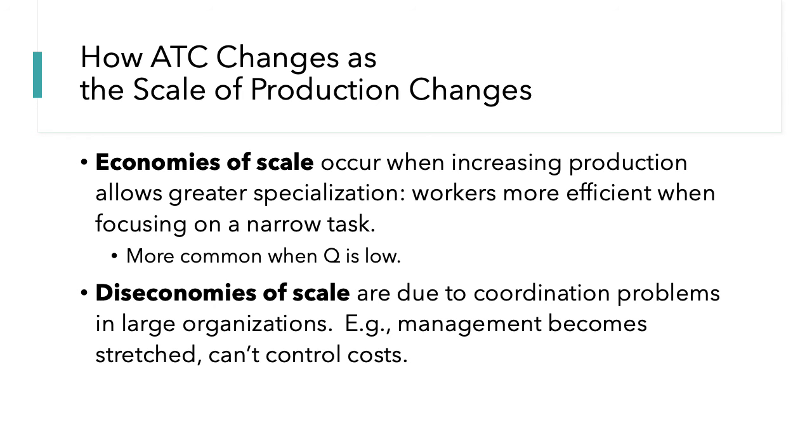Diseconomies of scale, we're going the other way around. Once you produce so much output that you start to see these coordination problems in the large organization, management can become too stretched, you can't control cost, you get an extremely hierarchical type of system, and therefore start to see an actual reduction in your efficiency and an increase in your average cost of production.